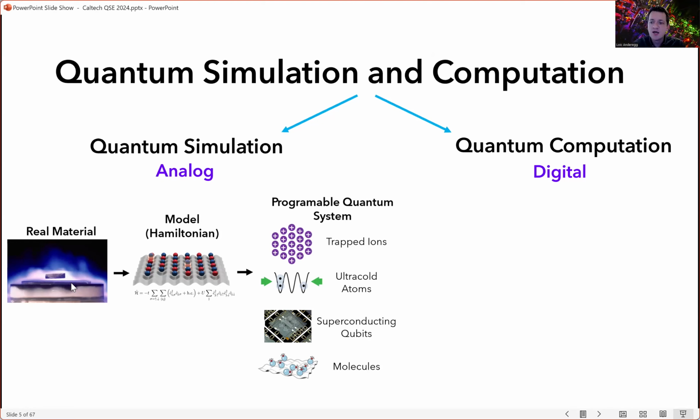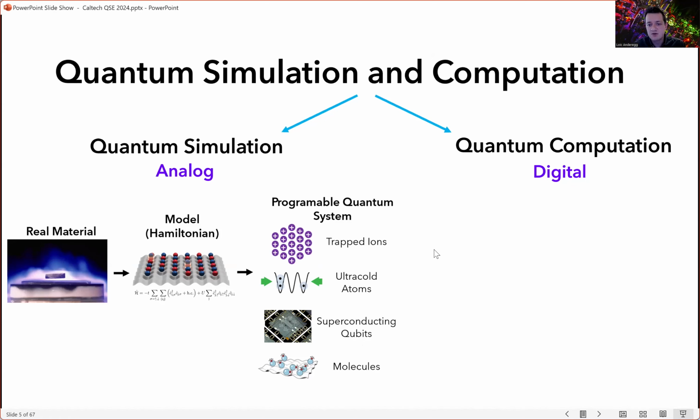You can model the strongly correlated electron system as, for example, a set of electrons within some crystal lattice. And you can even write down a Hamiltonian for this system. But if you try to solve this directly, this turns out to be very computationally difficult. So instead, the idea is to simulate this Hamiltonian within some other quantum system. And this has been done quite successfully with a wide range of platforms, for example, trapped ions, ultracold atoms, superconducting qubits, as well as ultracold molecules.